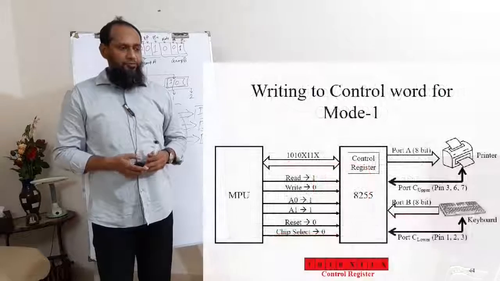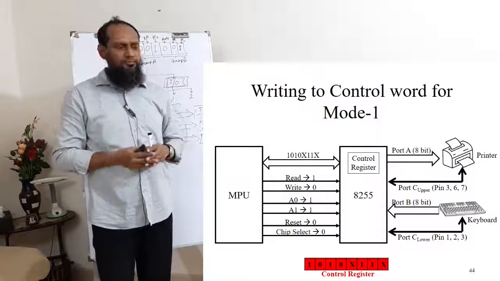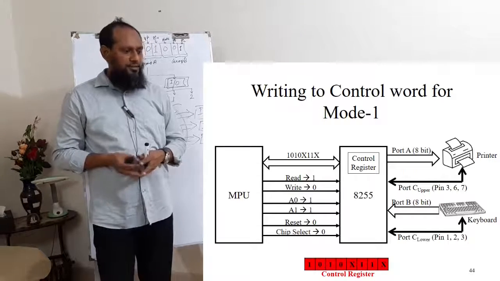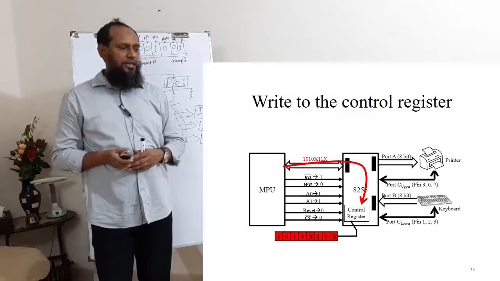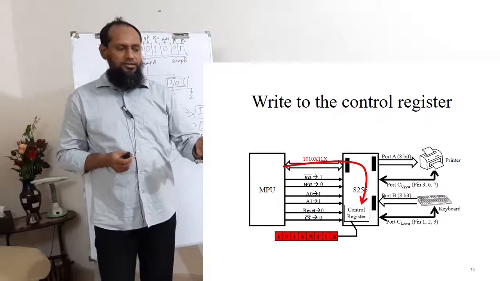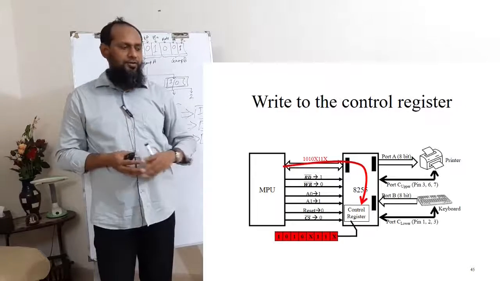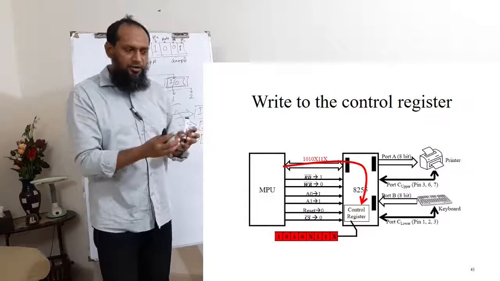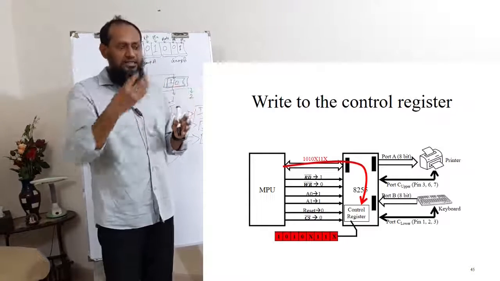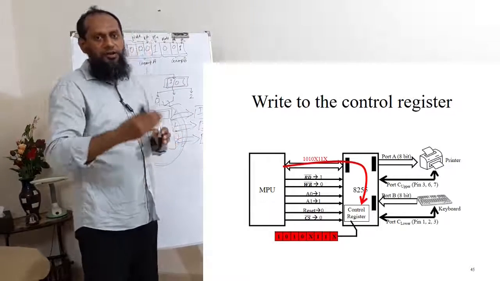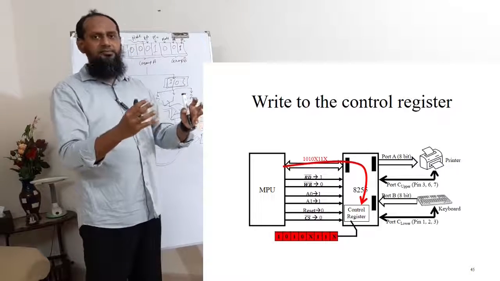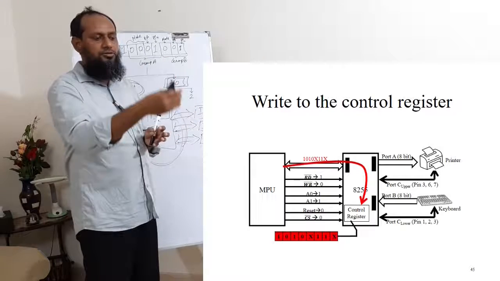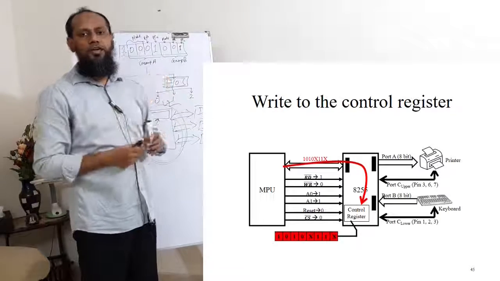Now, what happens in mode 1? If you want to use a printer in port A and a keyboard in port B, the same way, first we have to send the control word to the 82C55, that is the control register. And after sending this control word to the control register, after the next clock cycle, in this system, we will be able to use the printer and the keyboard: keyboard input B and printer output A.